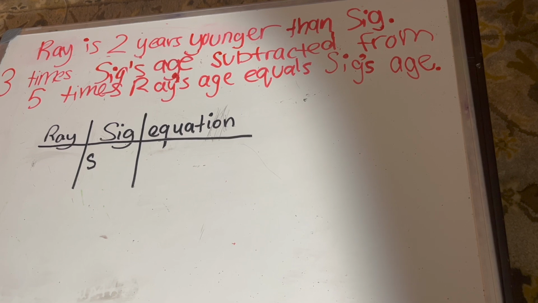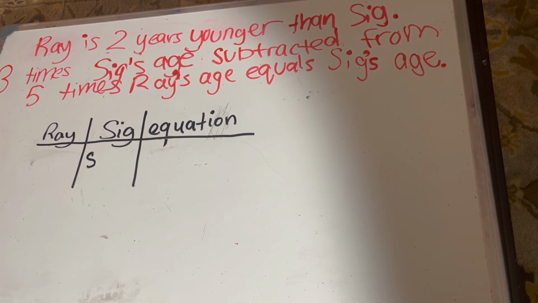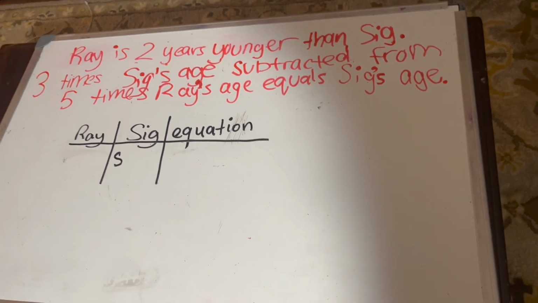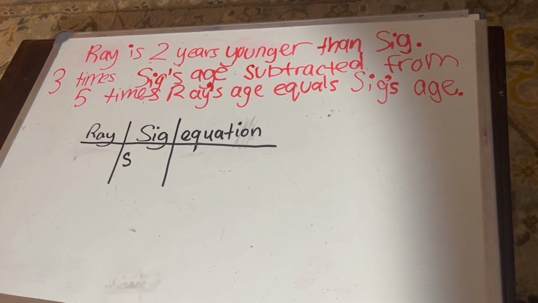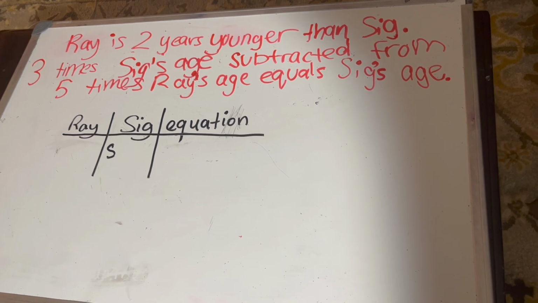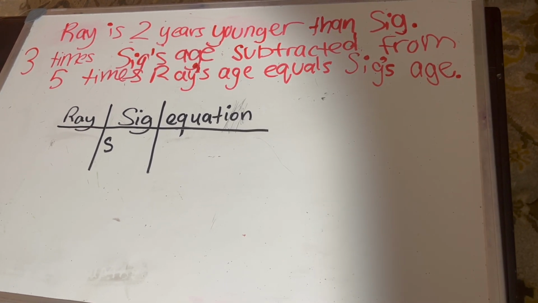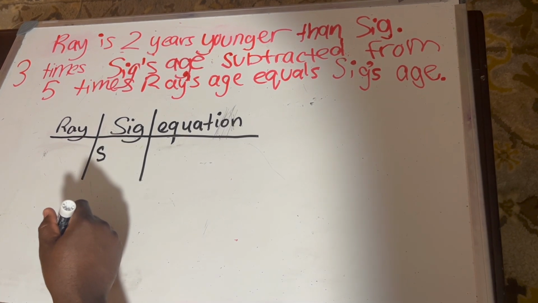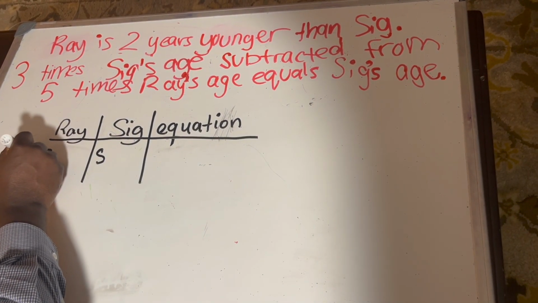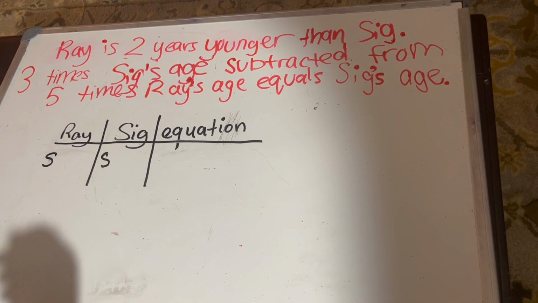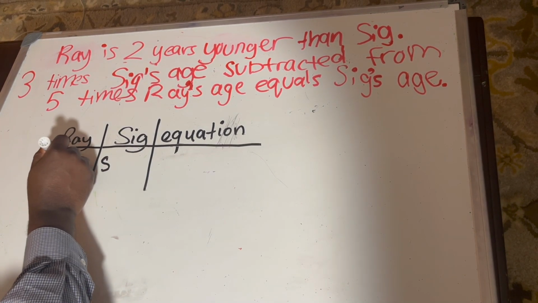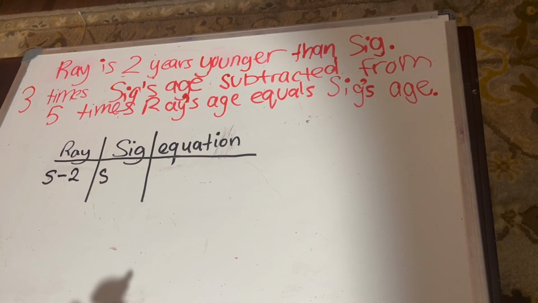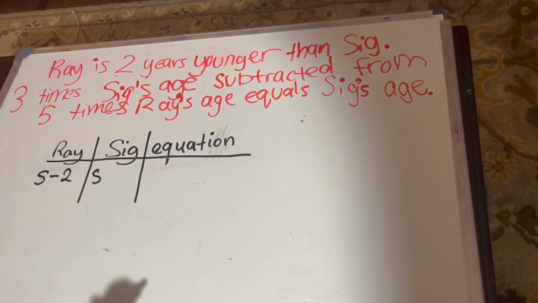So what would we do? We have Sig, and if we're making him younger, we subtract. Correct. So we would have Sig's variable s. Yeah, so we just write s minus 2. Now with that, we can form our equation.